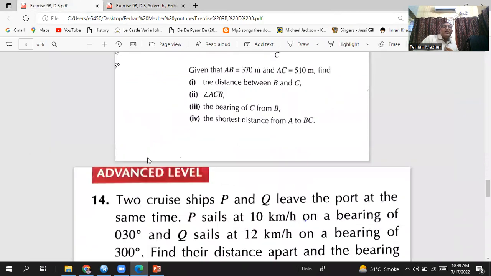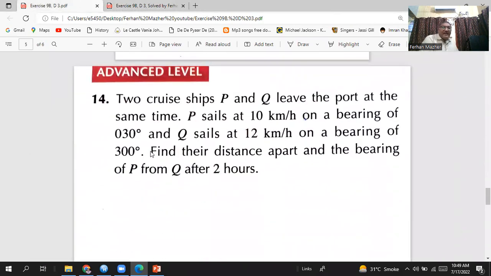Okay, my dear students, we are going to the next question. He says two cruise ships P and Q leave the port at the same time. P sails at 10 km per hour on a bearing of 30 degrees, and the Q sails at 12 km per hour on a bearing of 300 degrees. Find their distance apart and the bearing of the P and the Q after 2 hours.